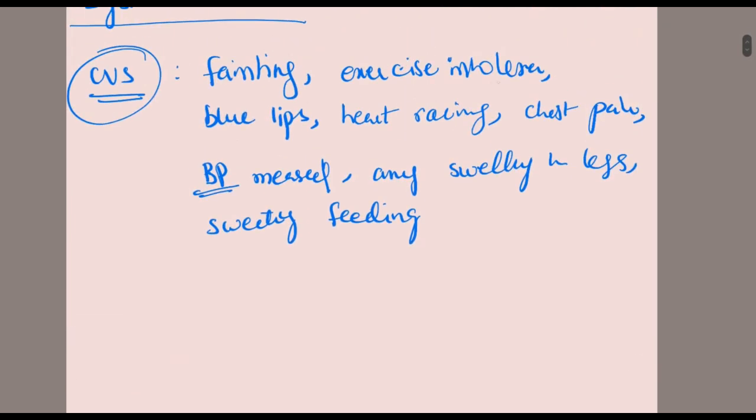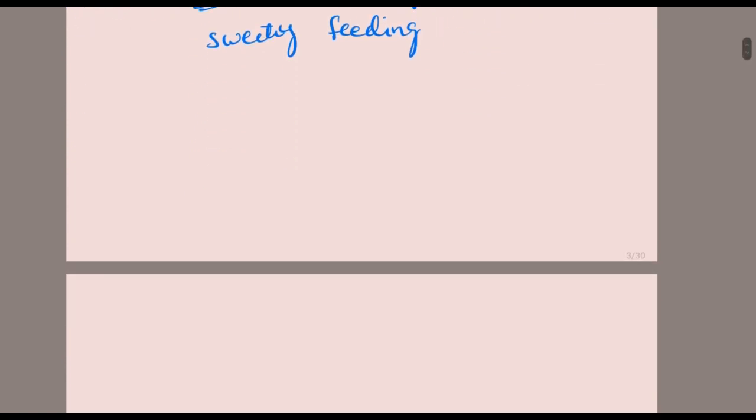So the fainting, exercise intolerance, blue lips, heart racing, chest pain, blood pressure. Anyone measured blood pressure before? Any swellings in the legs or any sweating on the forehead while feeding? Then what do you ask for the respiratory system?